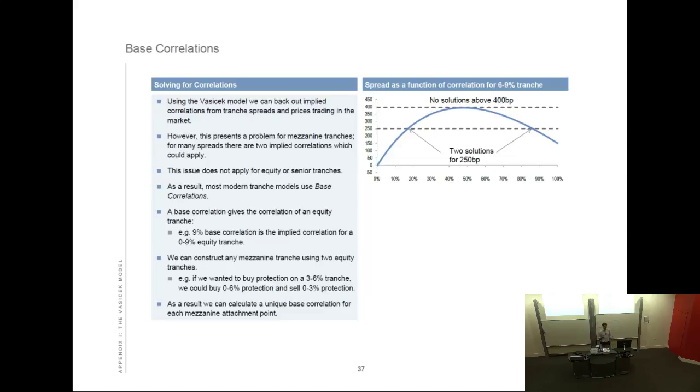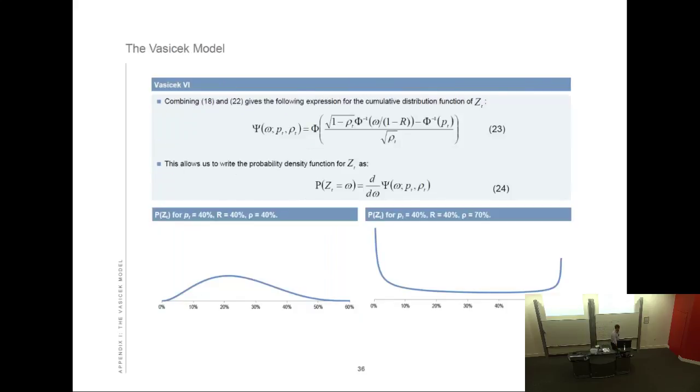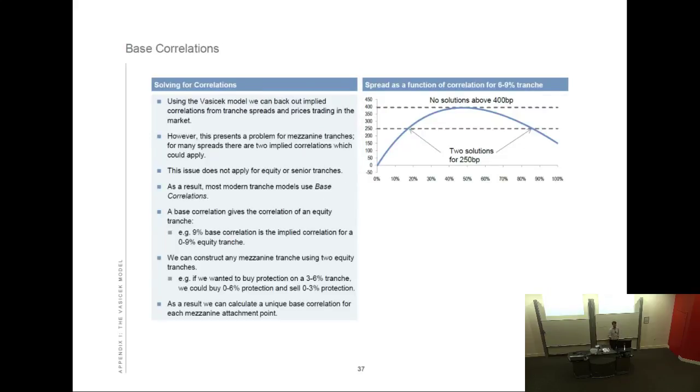So that's why people can't actually use this correlation concept for mezzanine tranches.